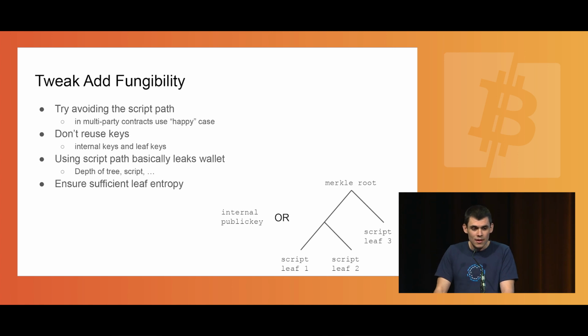So the script path, I think, will basically reveal a lot of information about which kind of wallet you use, because it at least reveals the minimum depth of the tree. It also reveals a script which can have a lot of identifying information. And another thing you need to take care of is that you always have sufficient leaf entropy, which means, for example, you always have a different public key in a leaf, because otherwise you would allow an attacker to just brute force search your leaf script, because there's no additional blinding or randomness applied to the individual leaves.